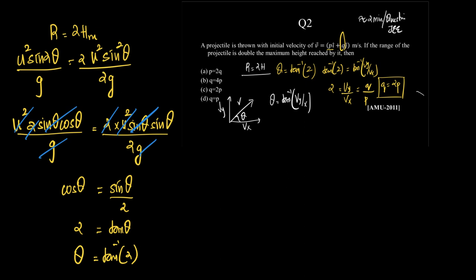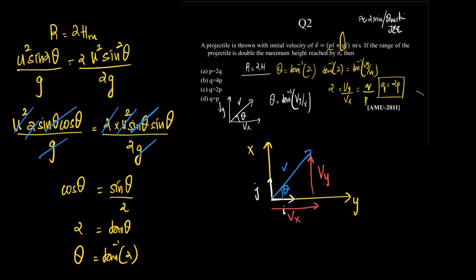Now, if you resolve this, so this is the y-axis, this is the x-axis. We know that this is i cap, and this is j cap. We have a velocity vector v here, inclined at an angle theta. We know that there should be two components. If you resolve it, we get Vx like this, and Vy like this. So from this triangle, what is tan theta?